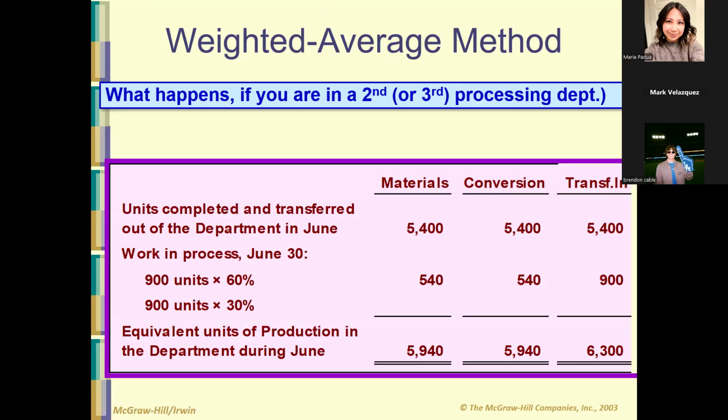Now, to make things a little more complicated, you might have a second or third processing department. You're going to move it from your department to another department. The journal entry would be debiting work in process, bottling, and crediting work in process, mixing, or something. So let's see where this takes us. Units completed, 5,400. Then we're back to our same numbers again.